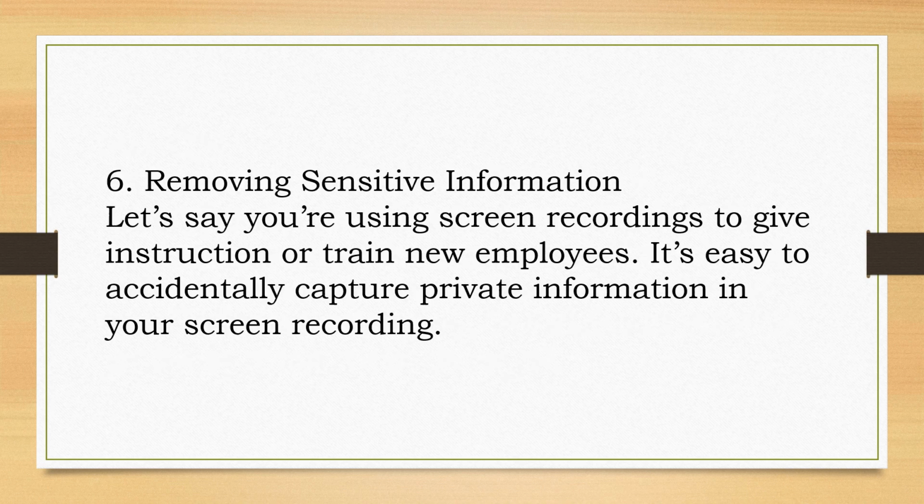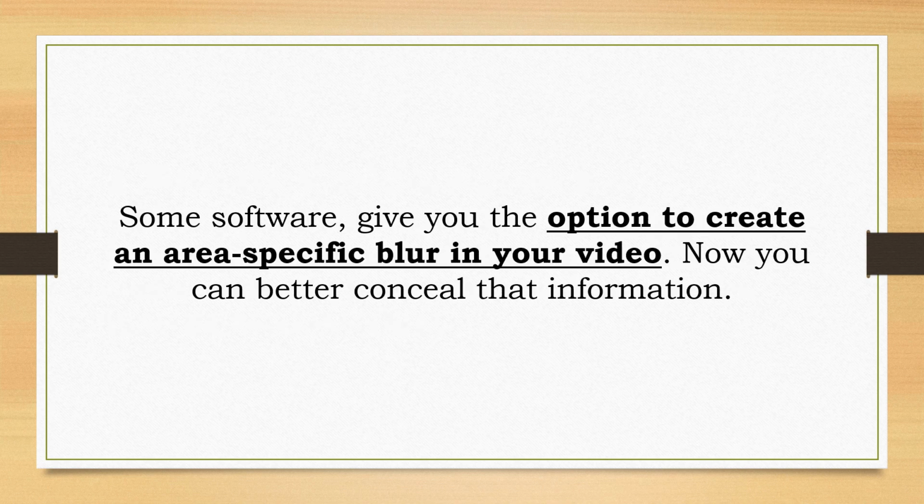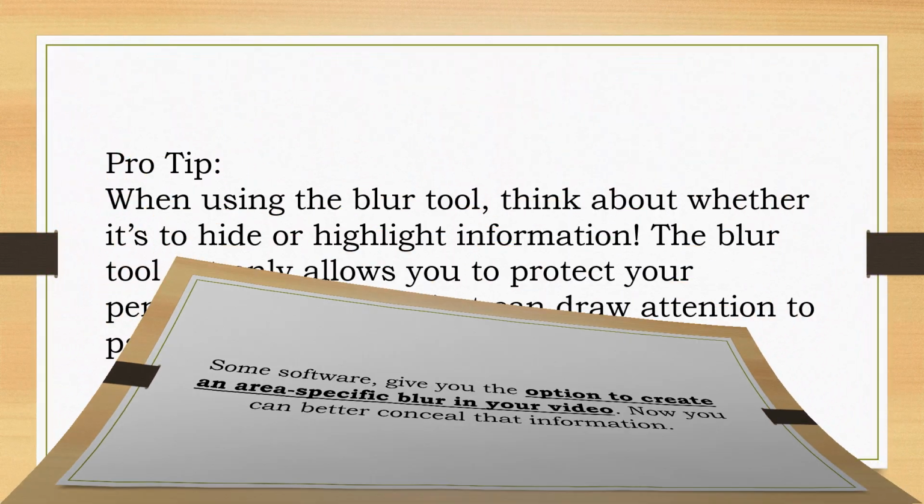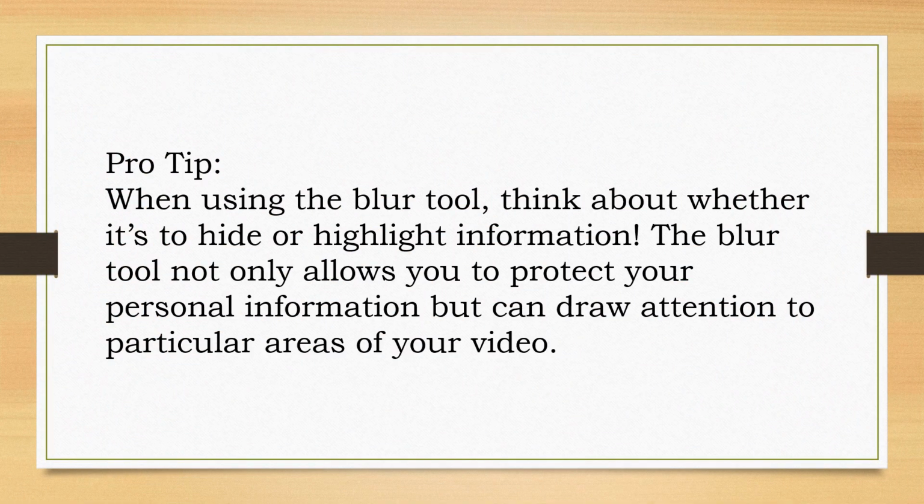6. Removing sensitive information. Let's say you're using screen recordings to give instruction or train new employees. It's easy to accidentally capture private information in your screen recording. Some software gives you the option to create an area-specific blur in your video. Now you can better conceal that information. Pro tip: when using the blur tool, think about whether it's to hide or highlight information. The blur tool not only allows you to protect your personal information but can draw attention to particular areas of your video.